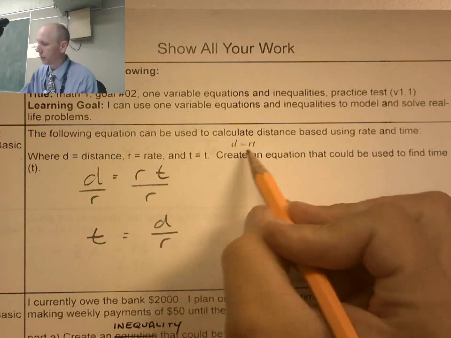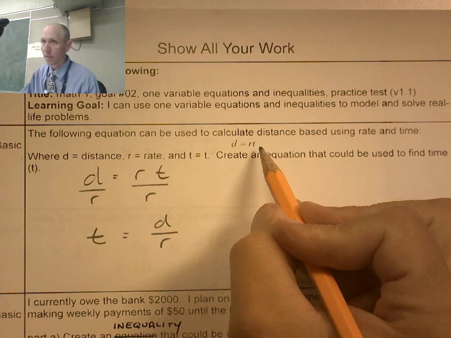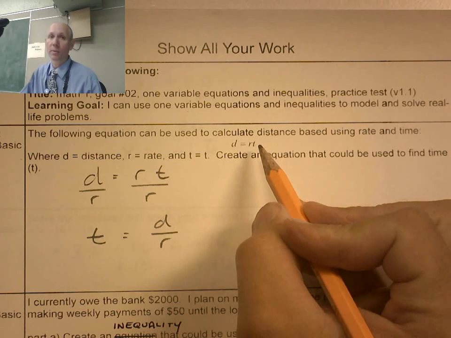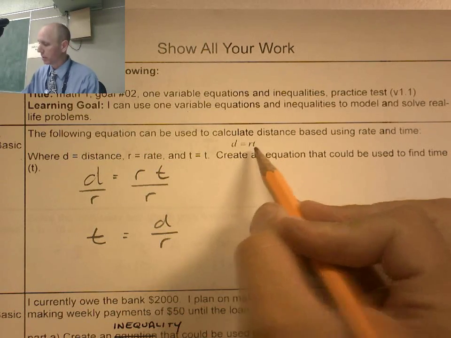So right, distance equals rate times time. I'm solving for time. Rate is trying to multiply time. So how do I solve multiplication? Division. Divide both sides by rate.